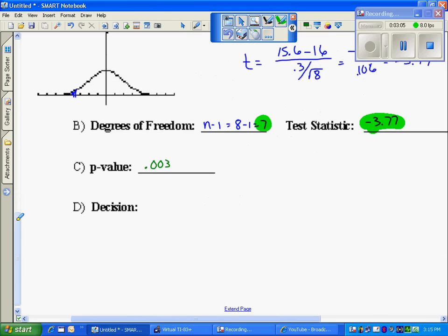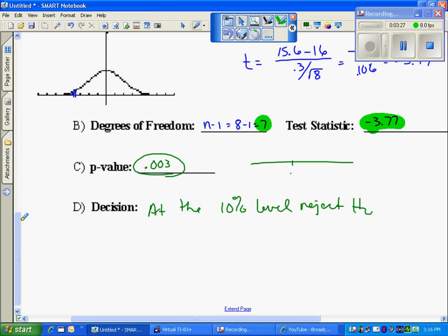So when I compare at the alpha level, which is 10%, this p-value is less than. So at the 10% level, we're going to reject the null. If this is 10%, this side is always bigger, so I would accept. This side is always smaller, so I would reject. That falls way down in this rejection region. So we're going to reject the null.